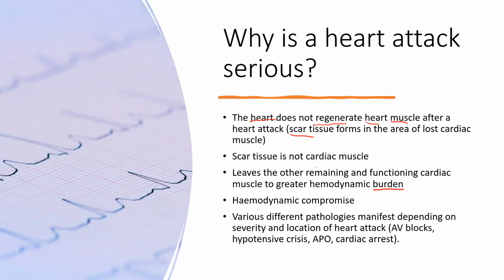In the event of a heart attack, you also have different other pathologies that manifest, and depending on where it is, it is of greater concern. So your AV blocks and your syncope, so your faints, they generally can occur a lot more in your inferior infarctions or right ventricular infarctions. Hypertensive crisis can occur in any of the types of ischemia that we have. APO very much can happen in your left ventricular, so your anterior infarctions where the left ventricle is being deprived of oxygen and you have cardiac cells dying.